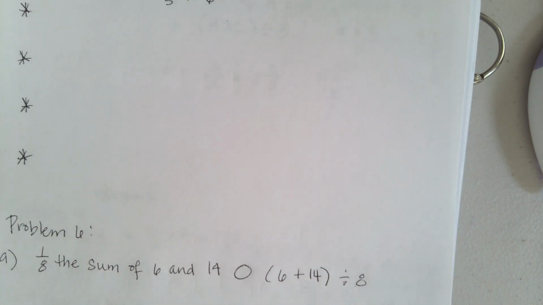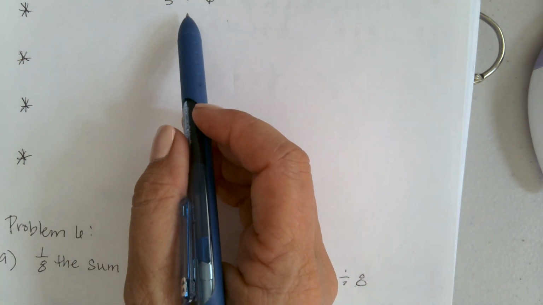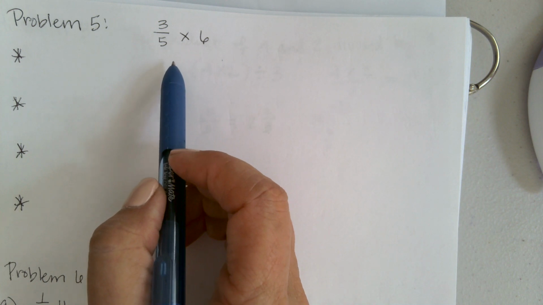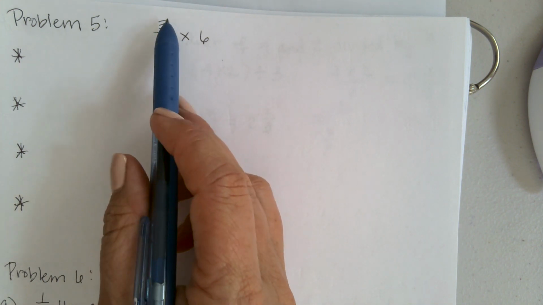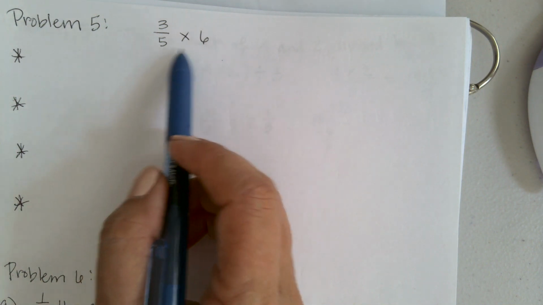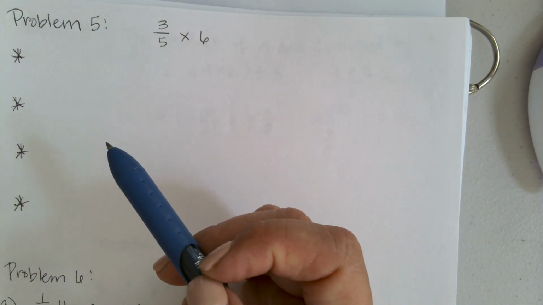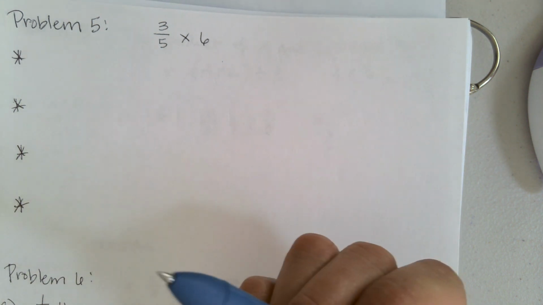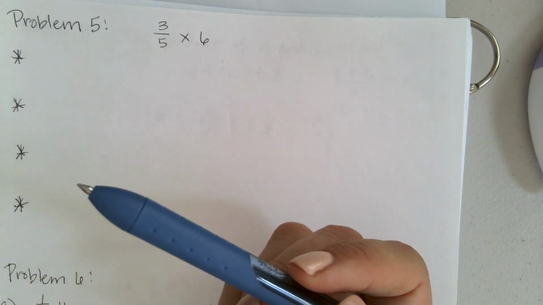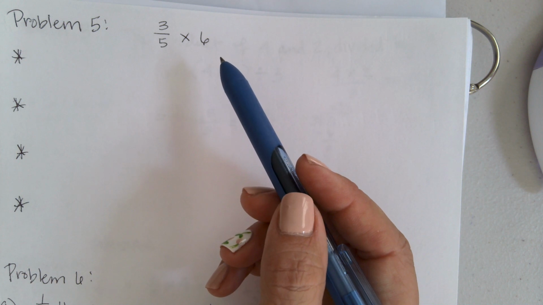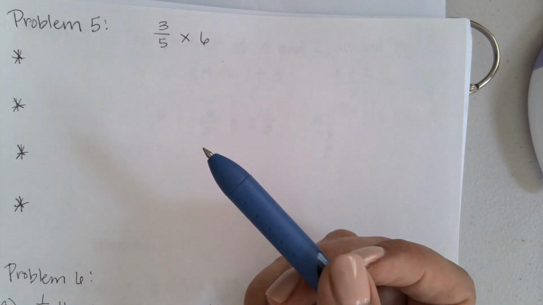Now on problem 5, what I'd like you to do is find another way, independently, of expressing 3/5 times 6. 3/5 times 6. Could you do 4 different ways of expressing exactly the same expression?